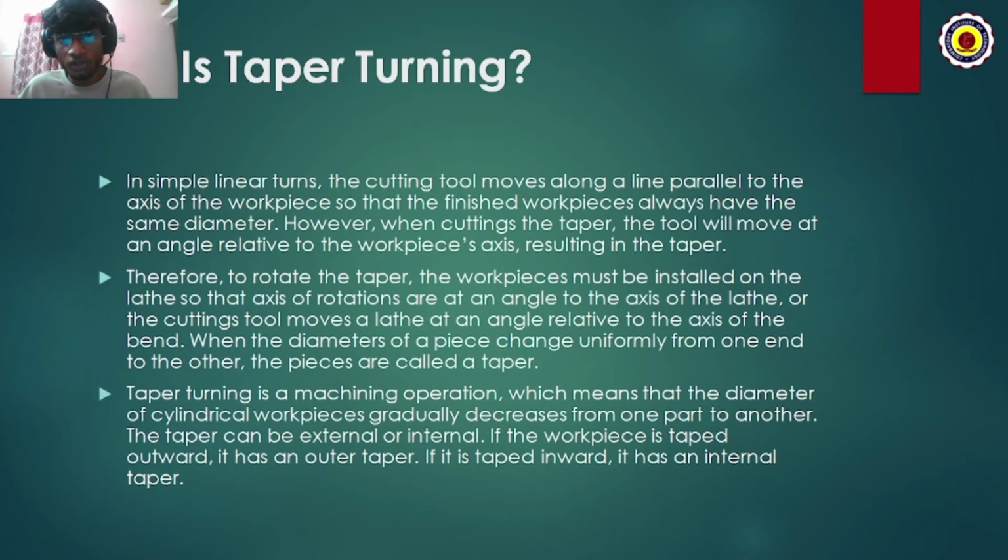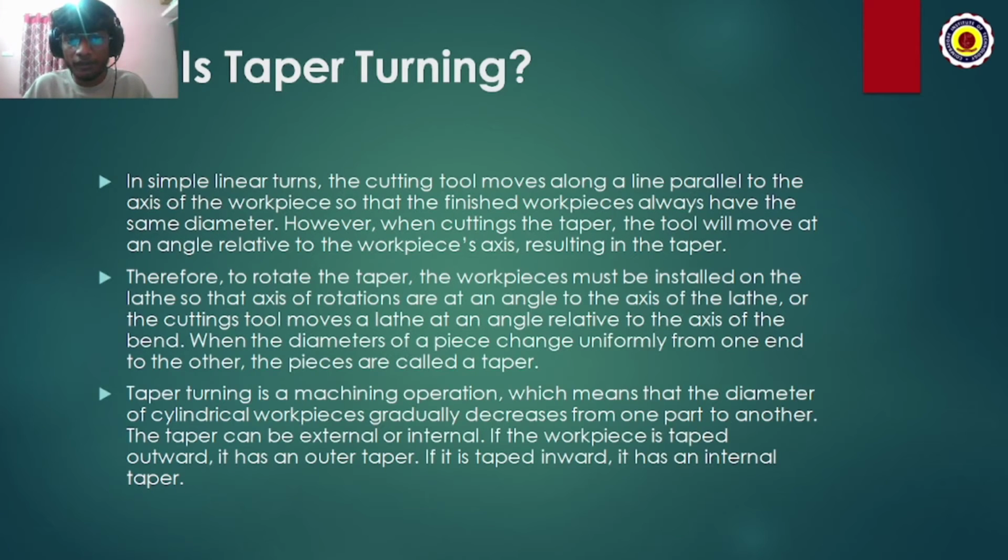In order to understand what is a taper turning, let's have a small word on what a linear turn means. So when the cutting tool moves along the line parallel to the axis of the workpiece, the finished workpiece is always of the same diameter from starting till the end. There will be no difference in it. So that is known as simple linear turn.